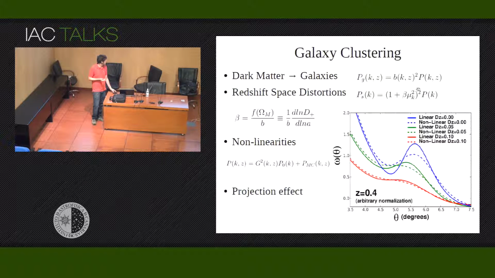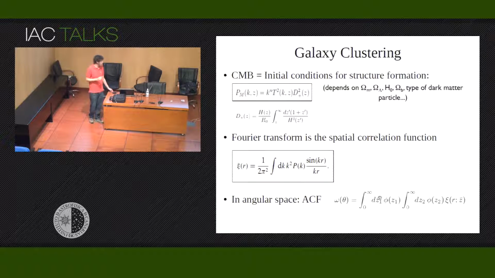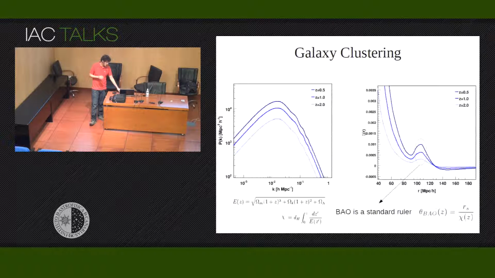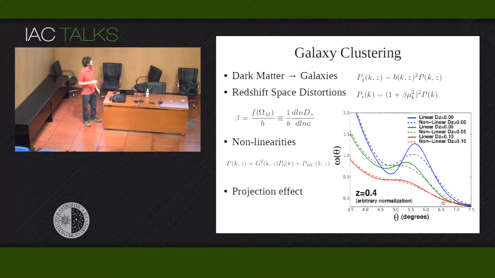We can see here in this plot the evolution of the angular correlation function at a fixed redshift of 0.4, and how the difference between linear and nonlinear theory affects the correlation function. There is another issue here, which is the projection effect, that, as you can see, modifies the scale of the baryonic acoustic oscillation in the angular correlation function. This projection effect comes from going from real space to angular space. This integral, in principle, is done in a redshift bin. So as the redshift bin is bigger, there is a damping of the BAO peak in the angular correlation function.